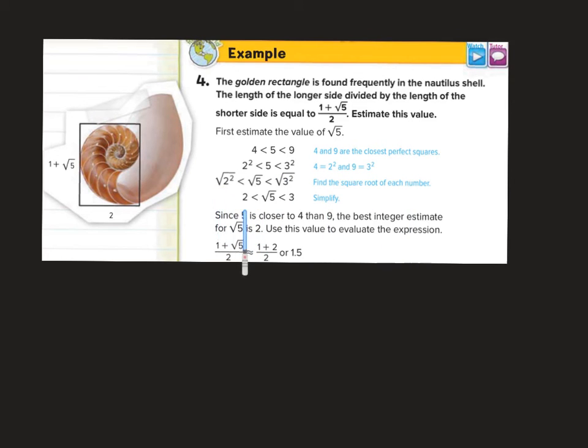The square root of 2 squared is 2, the square root of 3 squared is 3, the square root of 5 is the square root of 5. So since 5 is closer to 4 than 9, the best integer estimate for the square root of 5 is 2. Use this value to evaluate the expression. So we would have 1 plus the square root of 5 over 2 is approximately 1 plus 2 over 2, or 1.5.